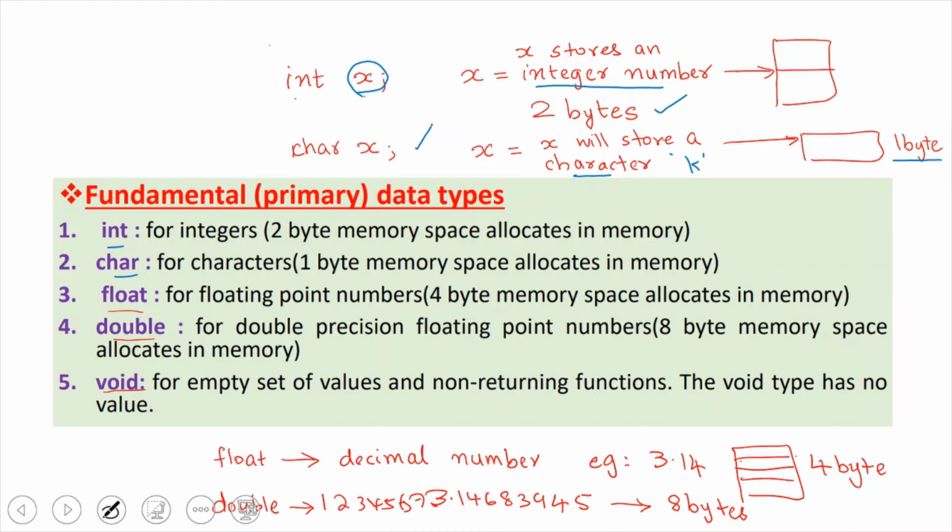Next we have float. Float means it is a decimal number, for example 3.14, and it allocates 4 bytes of memory space. And double means it can store more decimal places, for example as given over here. It will be allocating 8 bytes of memory. Next we have void. Void means it cannot be used to store any value, so it will be empty.